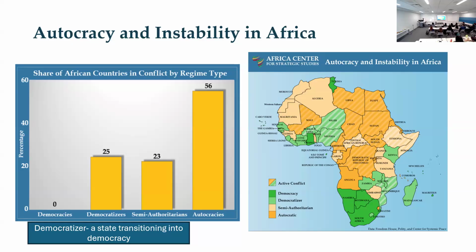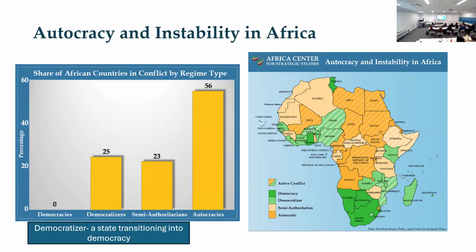If you look at, what was this? 7 of the 9 autocracies facing armed conflict have leaders who've come to power by a coup or prolonged their term in office by evading term limits. The people there don't have a voice. 3/4 of the African countries facing armed conflict, 12 out of 16, have either autocratic or semi-authoritarian governments.